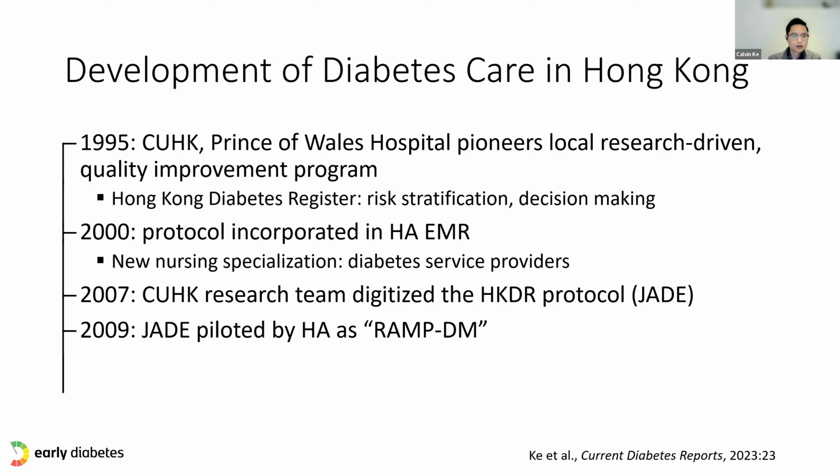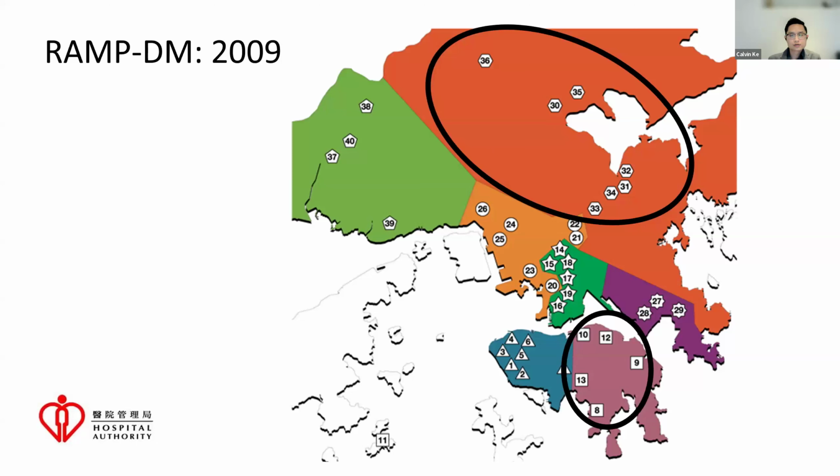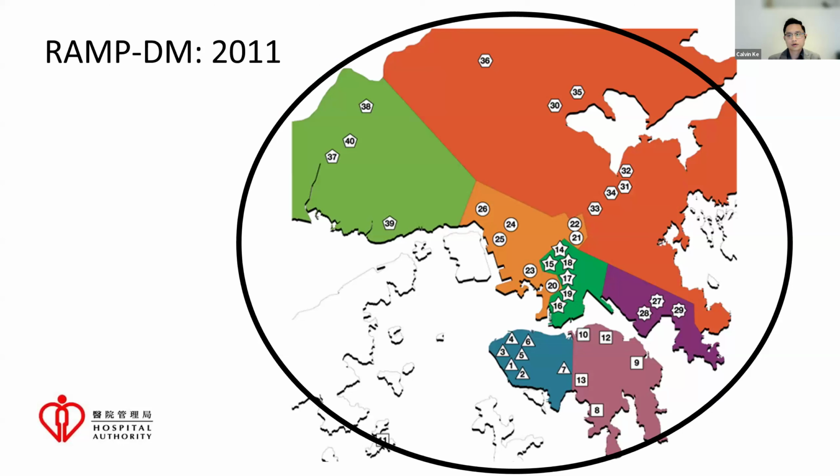So this really got the attention of a lot of policymakers in Hong Kong, and they were seeing the potential opportunities in scaling up this system. And so they actually implemented this system in 2009 and they changed the name to RAMP-DM when it was officially adopted by the HA. And they started off in these two clusters of hospitals and clinics in 2009. And very quickly, seeing the success of this program, they scaled up across all of Hong Kong, all of the public clinics and hospitals in 2011. So it has been in place since that time for the past 13 years and continues to be very successful.